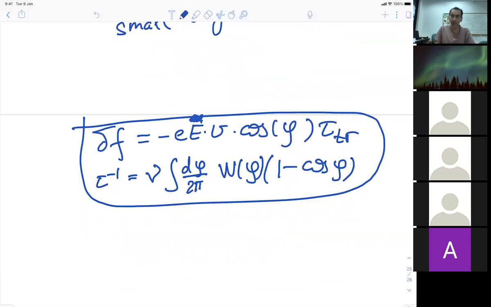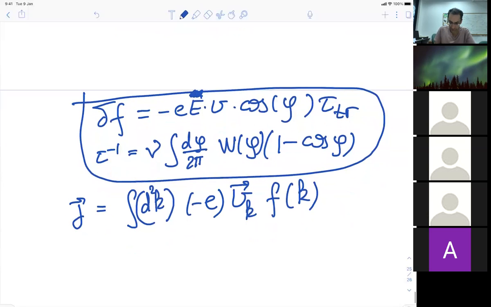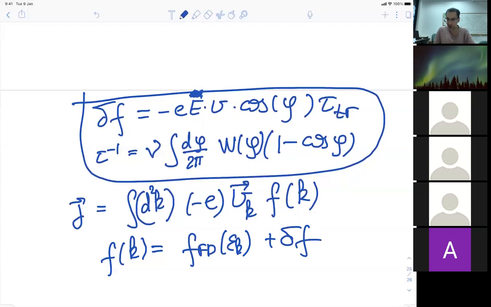So these two things are what we need. Now we can compute electric conductivity. How do we compute electric conductivity? The way we have learned to do it before: we compute the electric current. So we integrate over all momenta the electric charge, the velocity of the electron, and how many electrons are in this state. Now, once again, how many electrons are in the state has two parts in it. One is the Fermi-Dirac part, and another part is delta F that we have just computed.